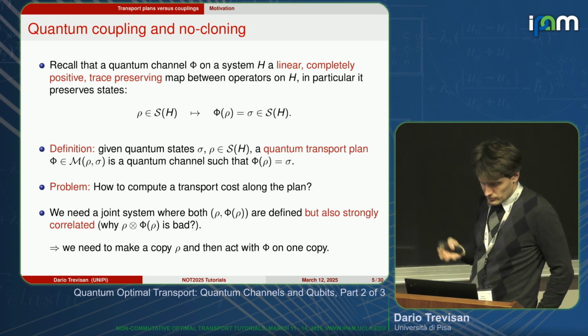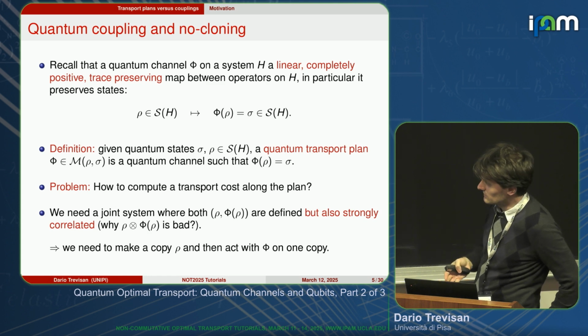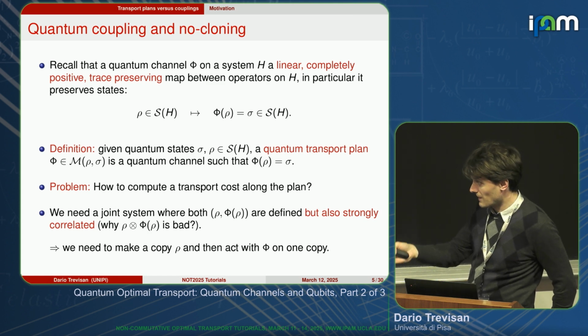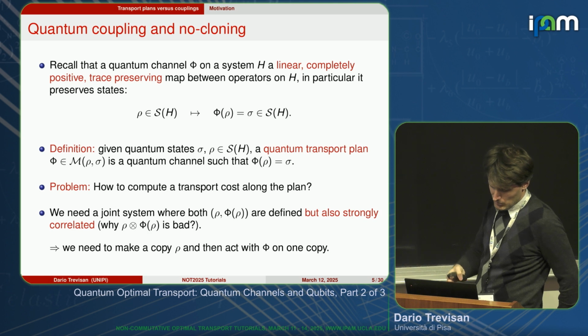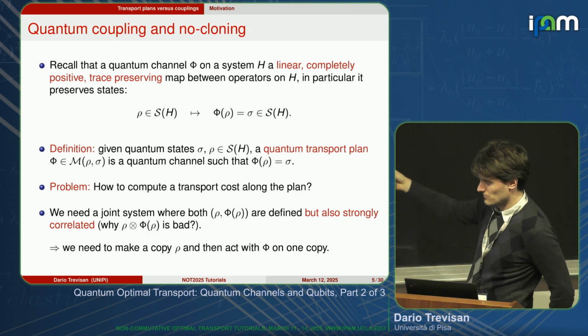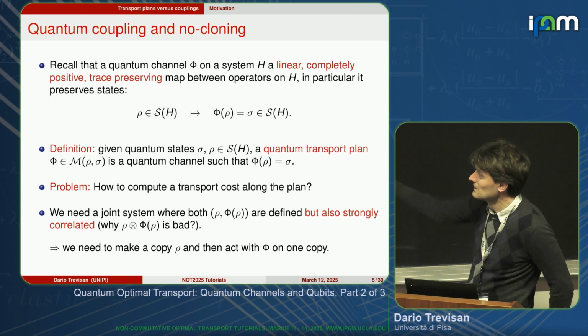But now we have a notion of plans. Now the point is how can we compute a transport cost along the plan? This is now the problem. We have a good notion of plan, but it's not really as simple as writing the trace of C phi, right?